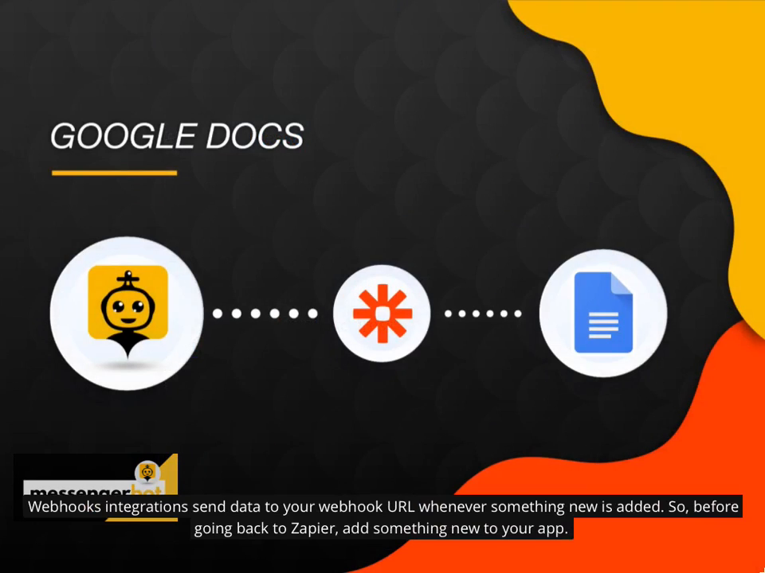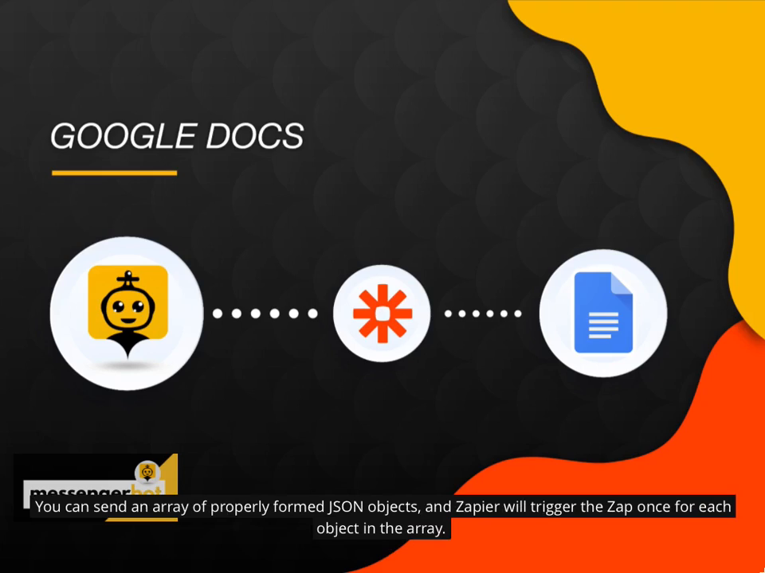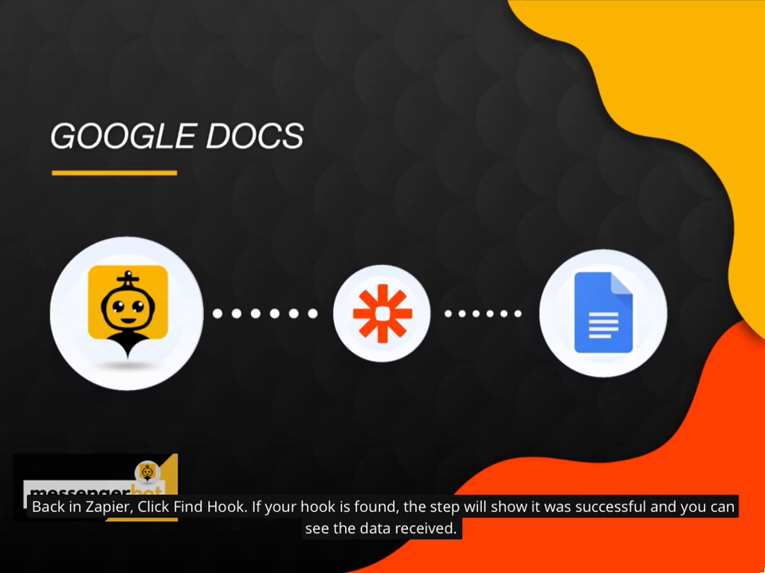Webhook integrations send data to your webhook URL whenever something new is added. So, before going back to Zapier, add something new to your app. Webhook triggers support sending more than a single trigger event per webhook request. You can send an array of properly formed JSON objects, and Zapier will trigger the zap once for each object in the array. Back in Zapier, click Find Hook. If your hook is found, the step will show it was successful and you can see the data received.